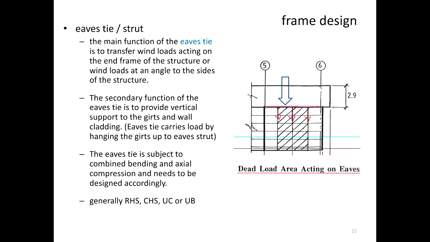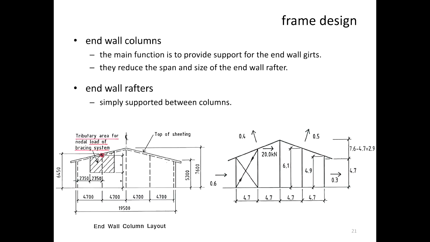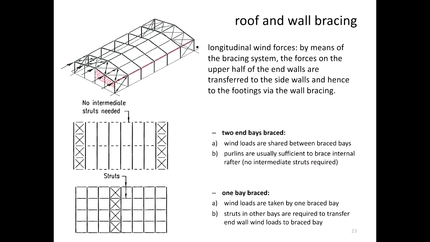Sometimes the eaves tie is only provided along the end walls, where you have the end walls. So that will be connected from one column to another. And then it supports the cladding, the girts, which support the cladding behind it. Does that make sense? Quickly. We have another 5 minutes and then we go to the assignment.